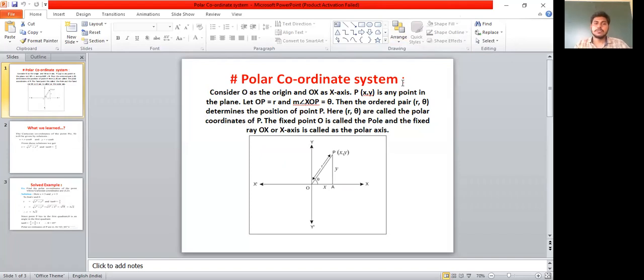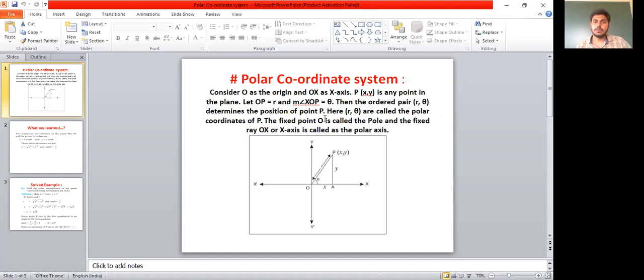Okay, so first of all, consider O as the origin and OX as the x-axis. P(x, y) is any point in the plane. Let OP equal r and the measure of angle XOP equal theta. Then the ordered pair (r, theta) determines the position of point P. Here r and theta are called the polar coordinates of P.